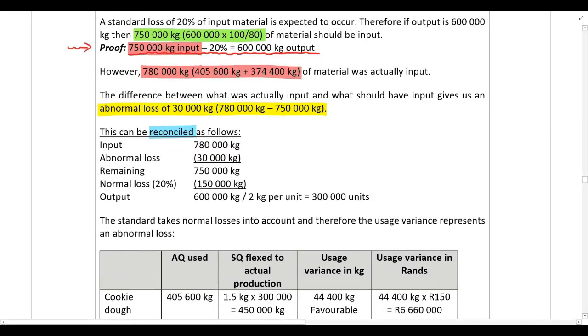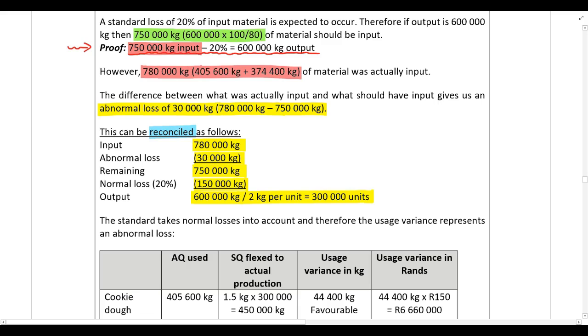They actually input 780,000 kilograms. 30,000 kilograms was an abnormal loss, leaving them with 750,000 kilograms. Then we had a normal loss of 20%, so that's a normal loss of 150,000 kilograms, leaving them with output of 600,000 kilograms. We know that 1 unit is 2 kilograms, so with 600,000 kilograms, they were able to produce 300,000 units.